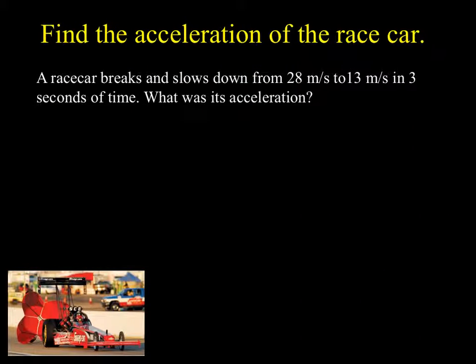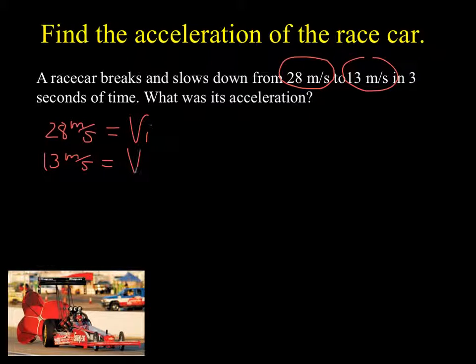If we wanted to find the acceleration of this race car here, and we started reading, we said the race car brakes and slows down from 28 meters per second to 13 meters per second. So that tells me that if I have 28 meters per second, that was my initial starting velocity because I slowed down to finally 13 meters per second, which would be my final velocity. It says that this happened in 3 seconds.